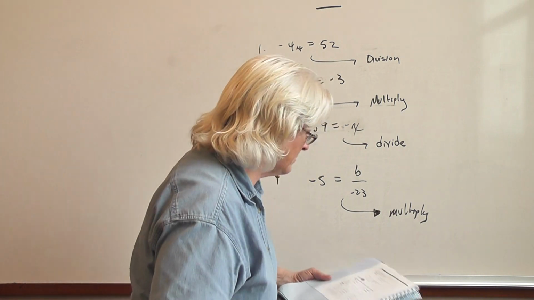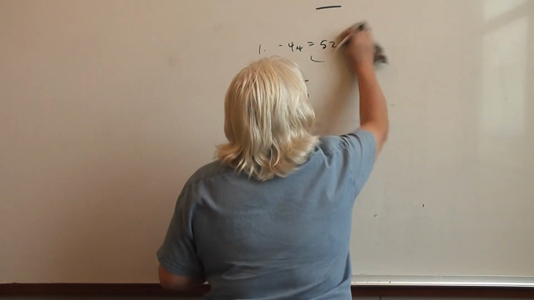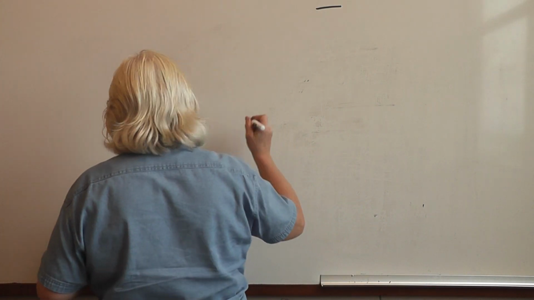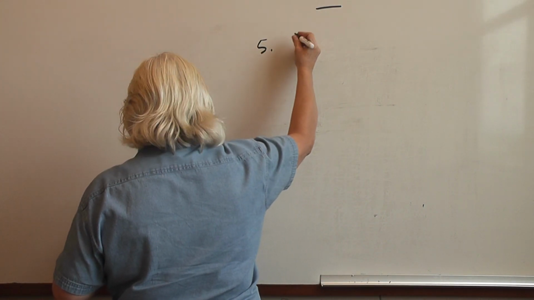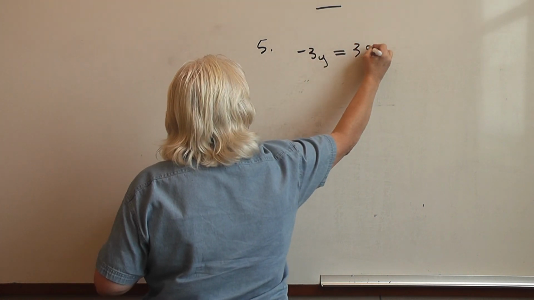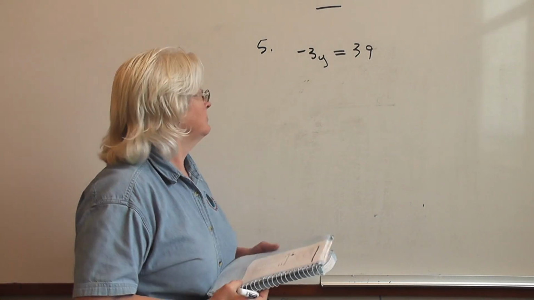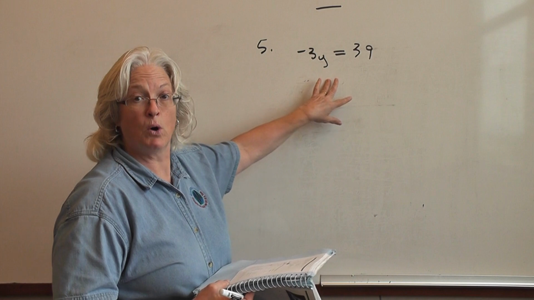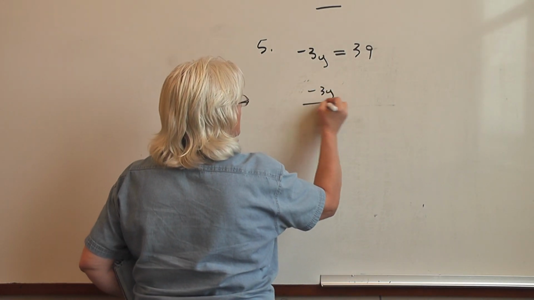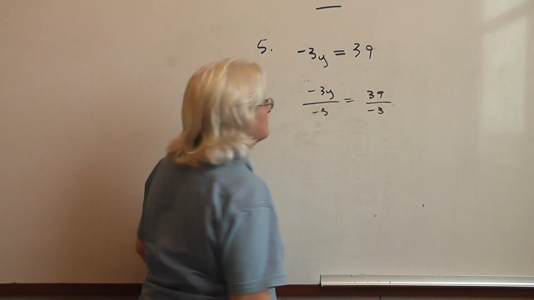Now let's look at a couple of these examples. I'm just going to pick no more than 3 more examples. Let's say that we have, this is problem number 5 in the skill check, -3y is equal to 39. It doesn't say check, so we're not going to check. -3 times y, y has been multiplied by a -3. So we are going to divide both sides of that equation by a -3.